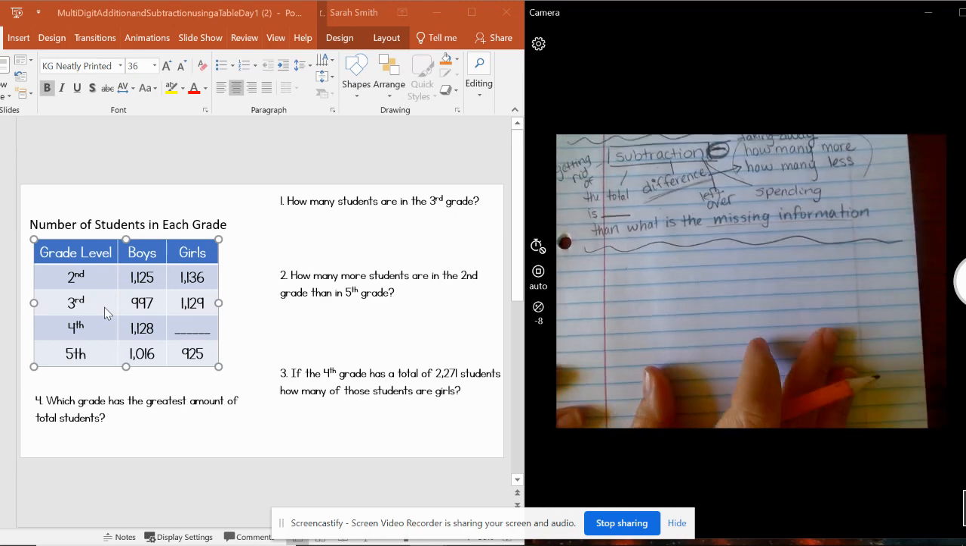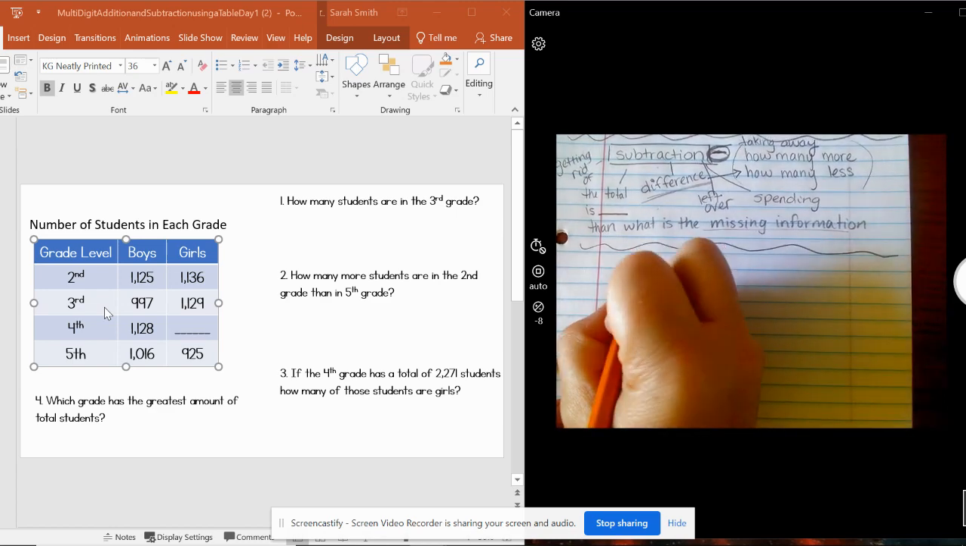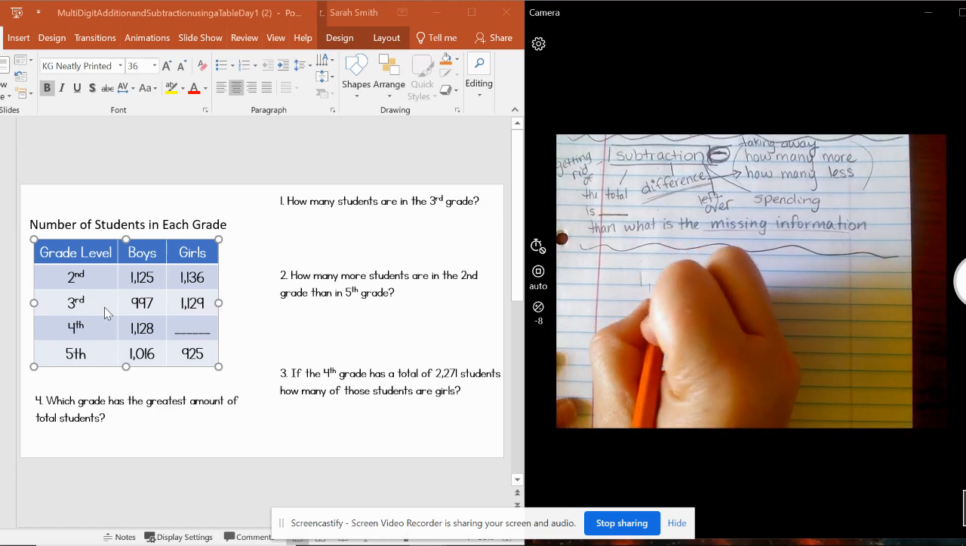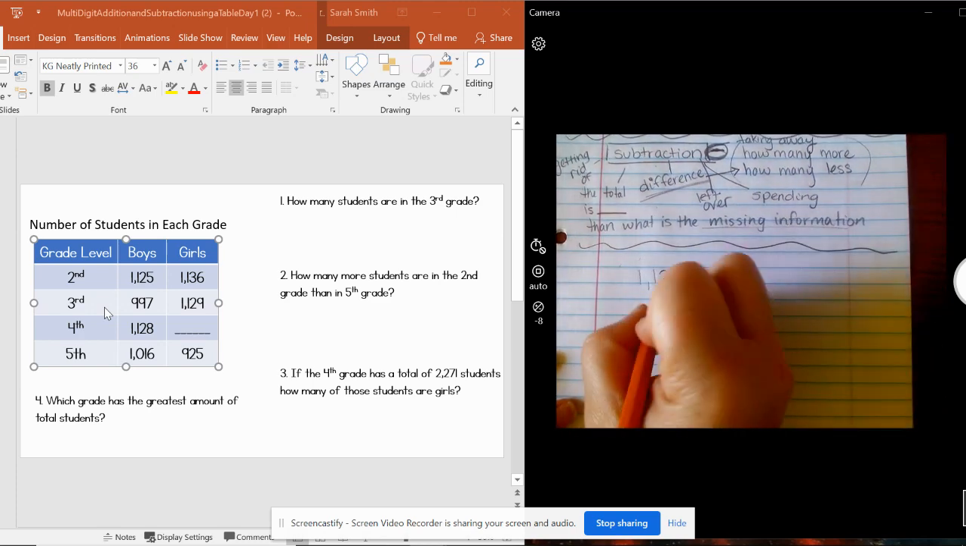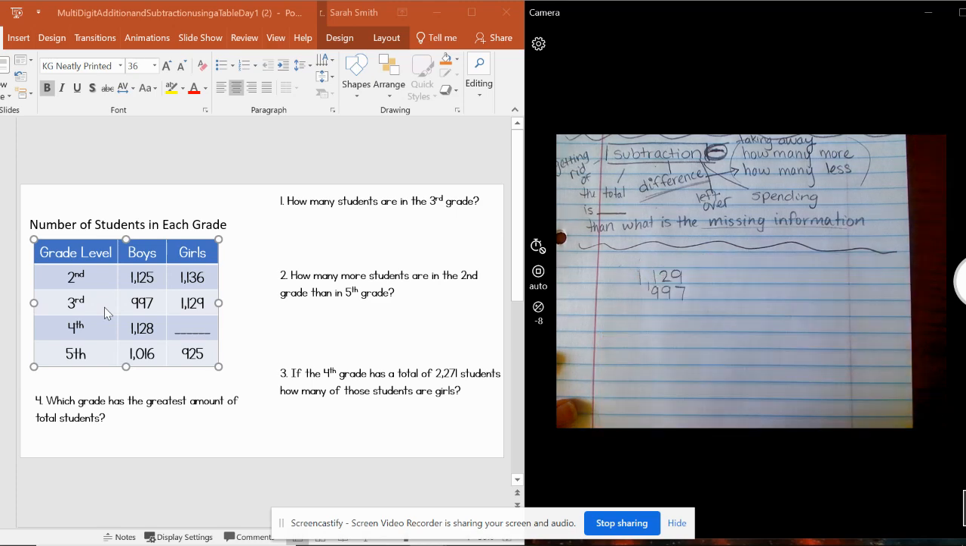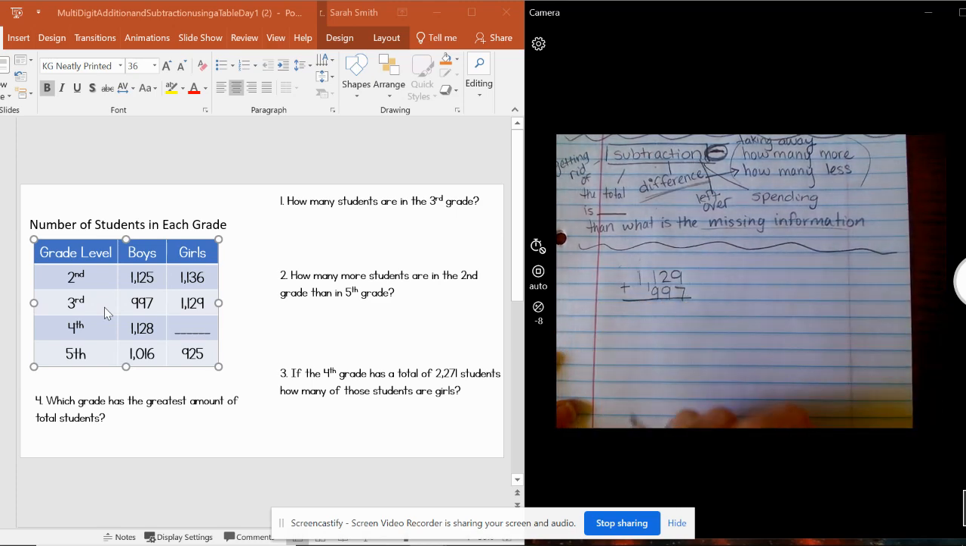I mean, it's asking how many kids are in the third grade. Well, there's 1,000, and I like to put the bigger numbers first. So there's 1,129 girls in the third grade, and there's 997 boys in the third grade. So they clearly want to know how many kids are in the third grade altogether.